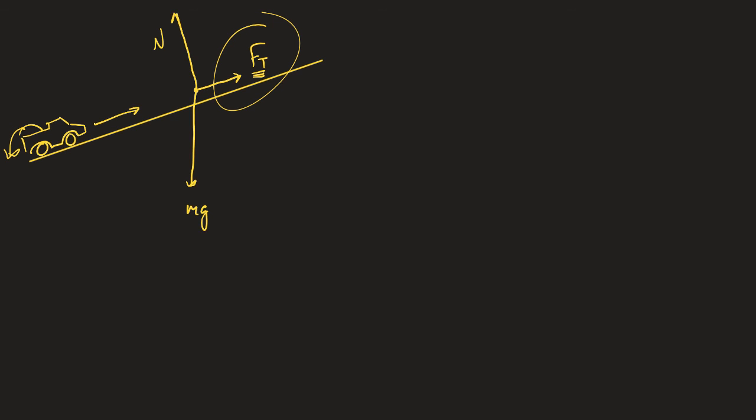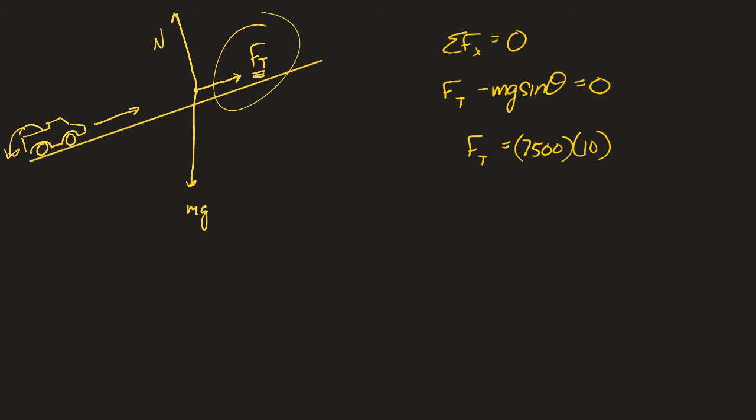And that matters. So what I mean is net force in the x direction equals 0 before the load falls out. So the force on the truck from the engine minus mg sine theta equals 0. Any question about that? So this is the force from the engine, which is 7,500 times 10 times the sine of 15 degrees.